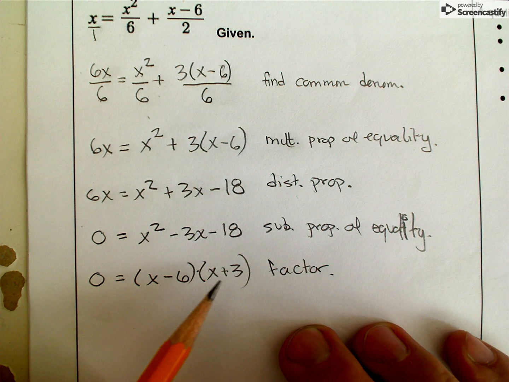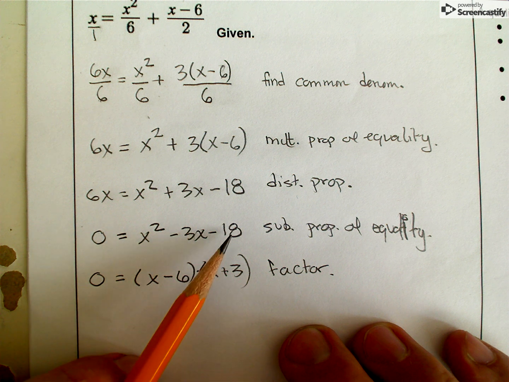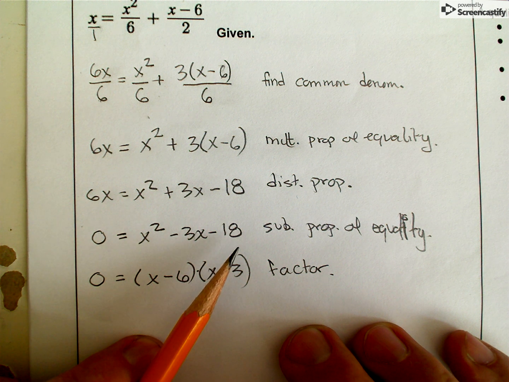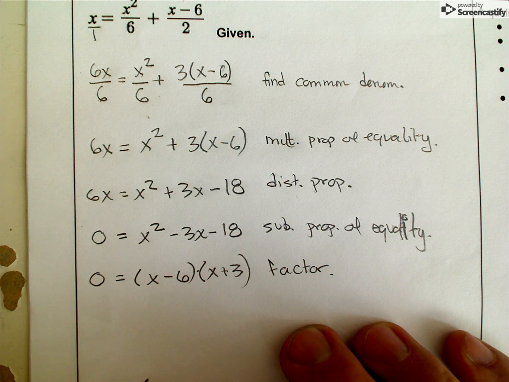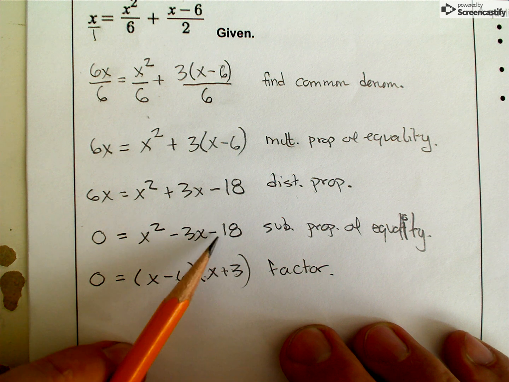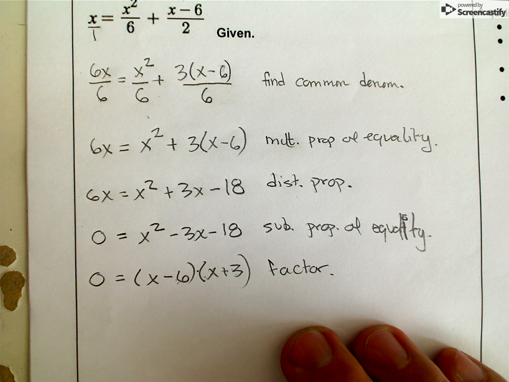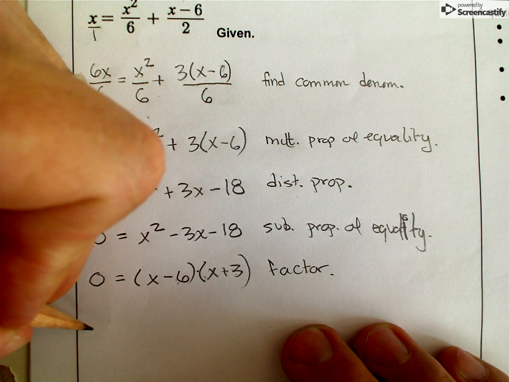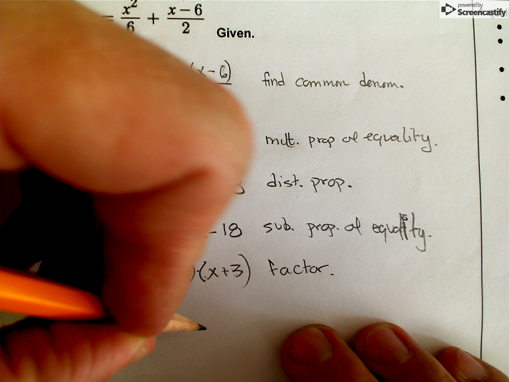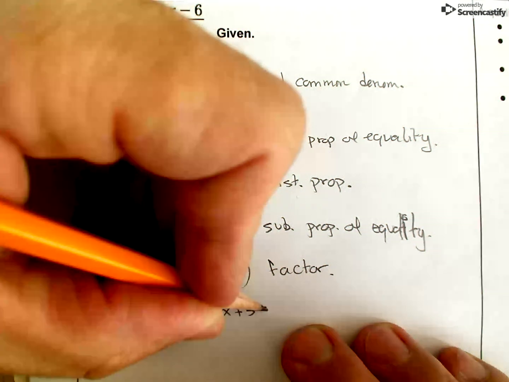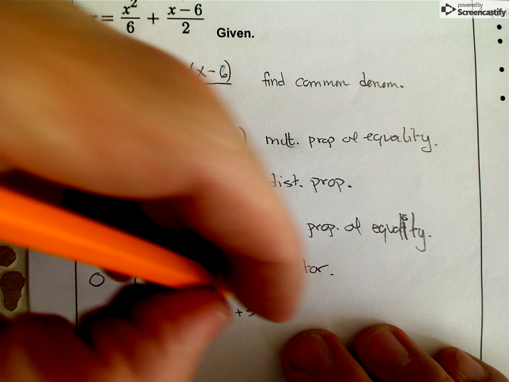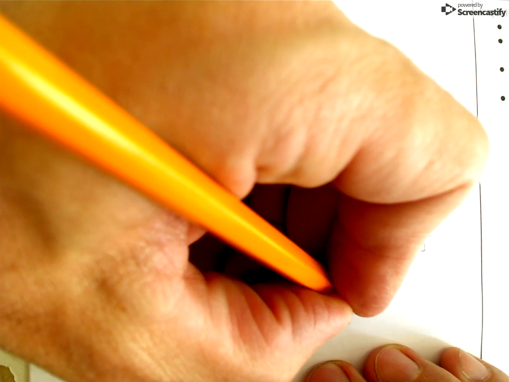And in my mind, I just multiply this thing back out and make sure that I got this. Okay? x times x is x squared. I get a negative 6x and a positive 3x. Those combine to make a negative 3x. And then negative 6 times 3, negative 18. Just do that in your head real quick, just to make sure you didn't make any sign errors when you factored. And so now I can say x minus 6 equals 0, or x plus 3 equals 0. And I can do that because of the zero product property.